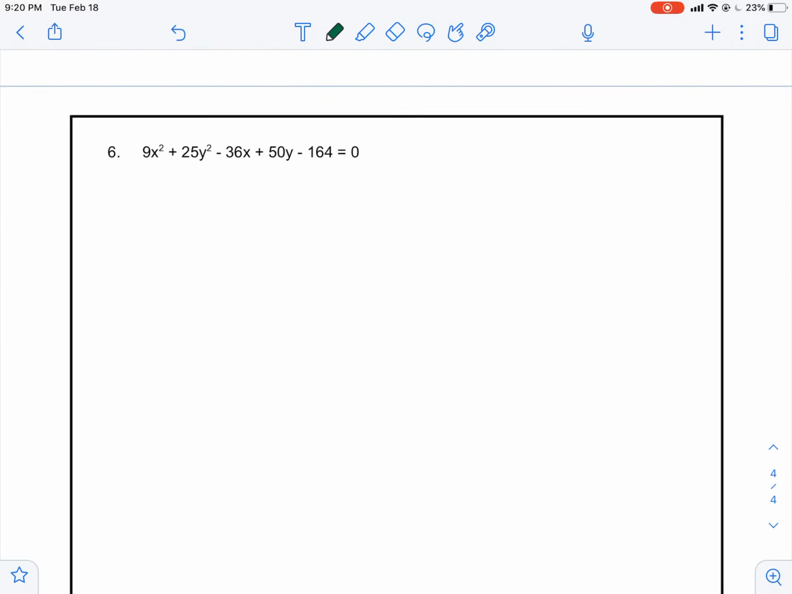Okay. So if you want to try the next one, you can pause the video and then watch me do it, or you can just watch me do it if you need another one. So either way. So the next one is, again, let's rearrange. And again, now I'm going to complete both squares.